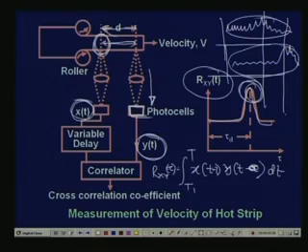when tau matches the delay. So we gradually vary tau and plot this function. Wherever this function reaches the peak, that is the tau which is required, that is the time required for the strip to travel this distance d. So basically d by tau is the velocity, and since d is fixed, by computing tau we can get v. This is called the cross correlation method of measuring velocity. It is also used in flow measurement, in what are known as cross correlation flow meters.